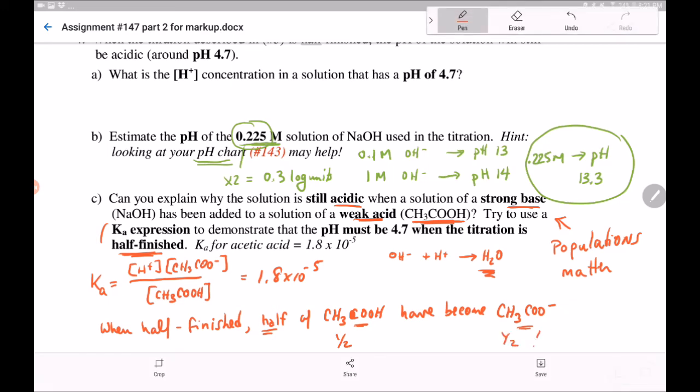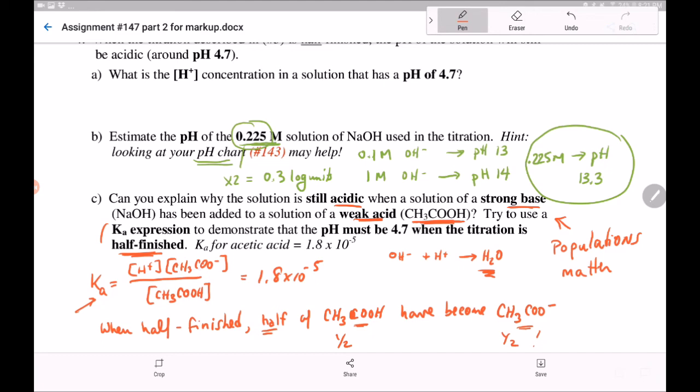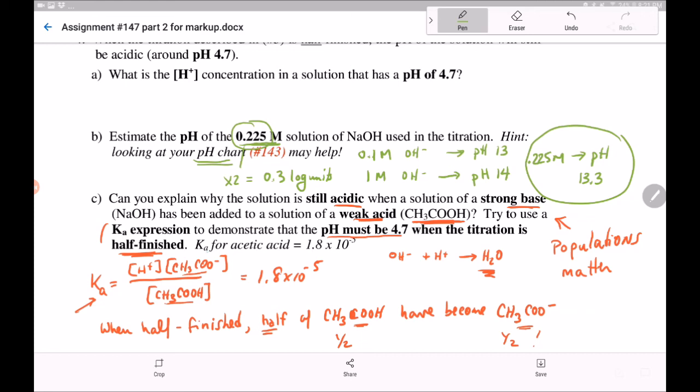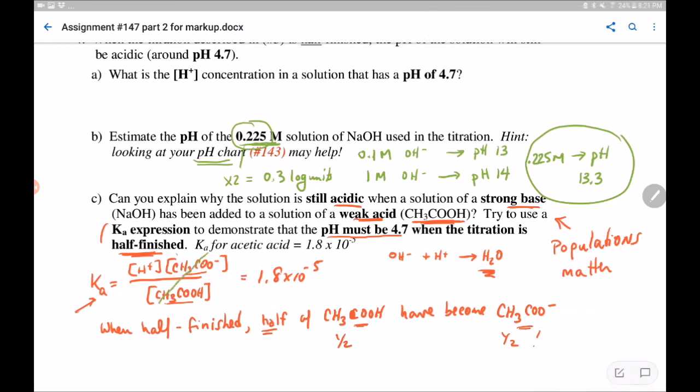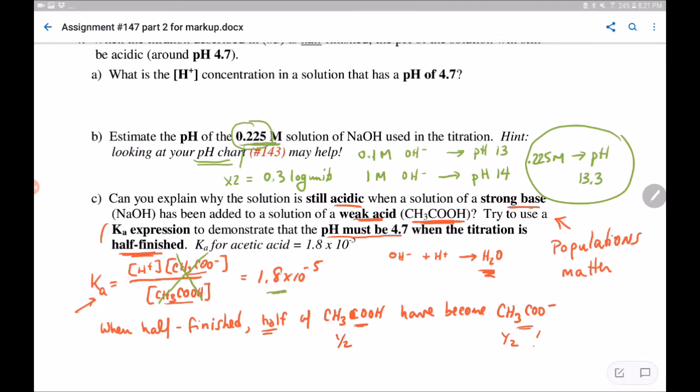If you put numbers into this expression saying half are here and half are here, you should be able to prove that the pH must be 4.7. So try that. If it's 50-50, these will cancel each other out, leaving you simply with H plus equals this value, pH equals that value.